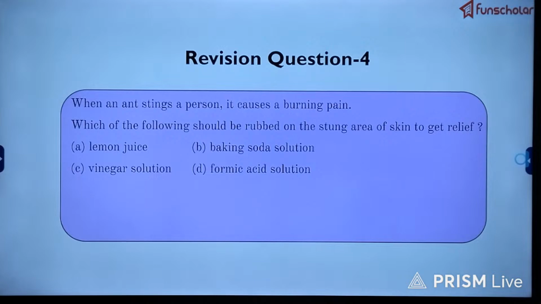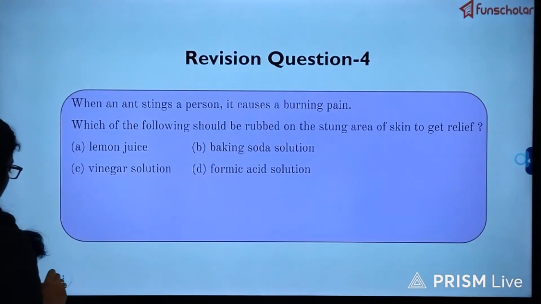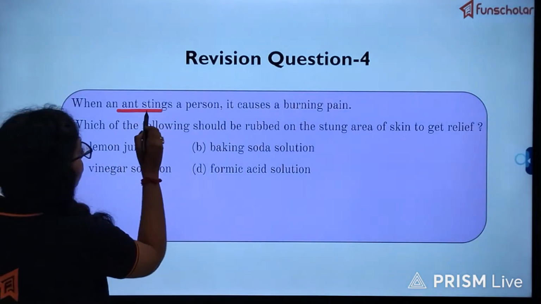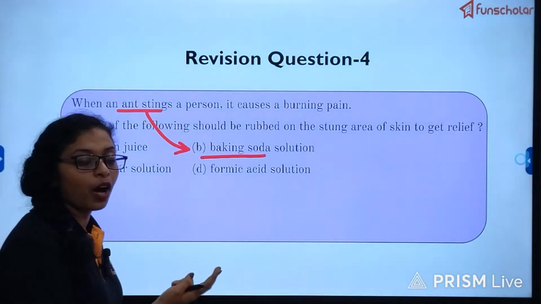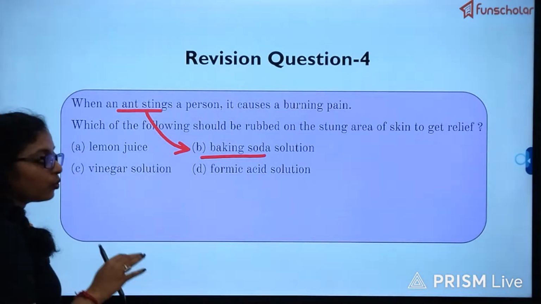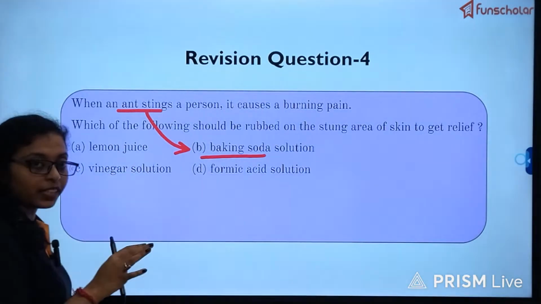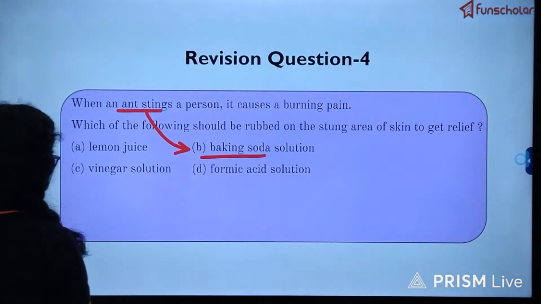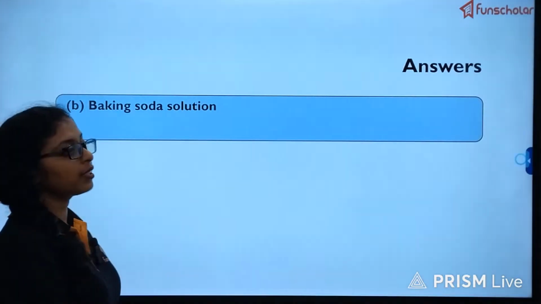So the B option is baking soda solution. Baking soda is the only option among these which belongs to the basic group. So the formic acid will react with the baking soda solution, and they will cancel each other out, and the entire thing will be neutralized, and you will get relief in the stung area. Okay, so the answer is baking soda solution.